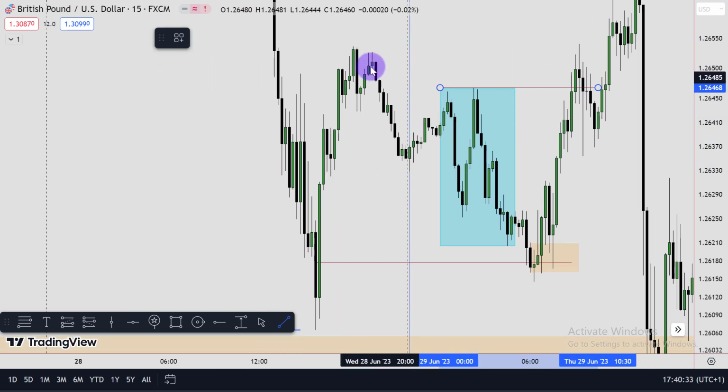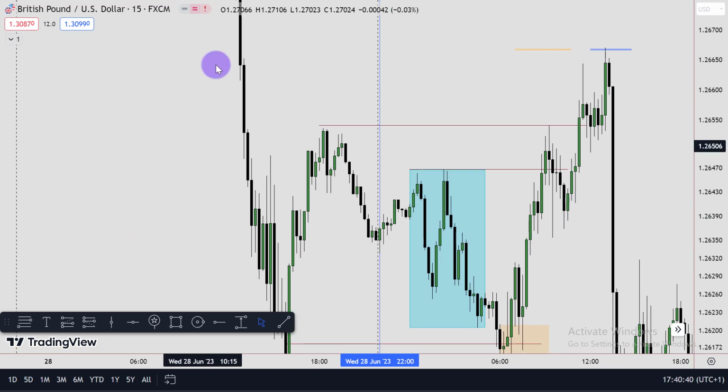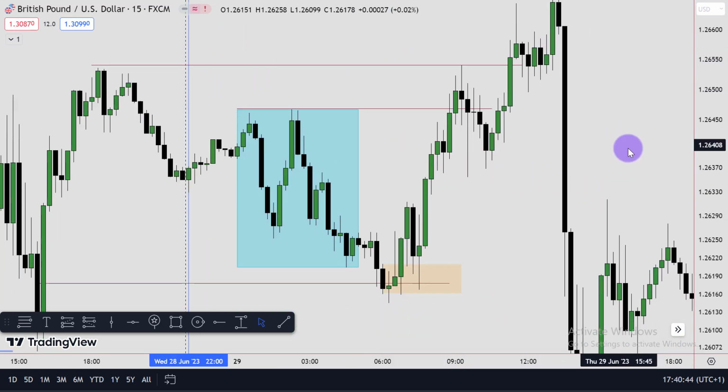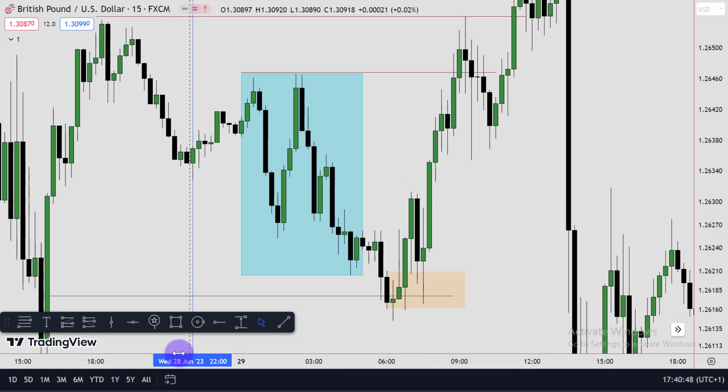That's one of it. Then we have another relative equal high right here. All these are the draws on liquidity, the drawn liquidity, and also this gap right here. We are looking to see price trade into them. Okay, but we are just interested in 30 pips. So let's see if we have 30 pips on this trade setup.